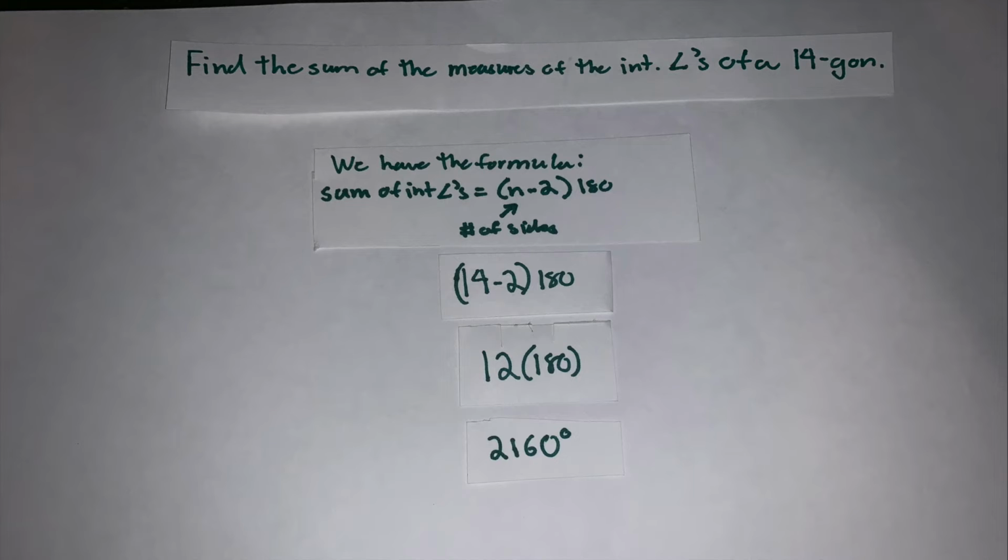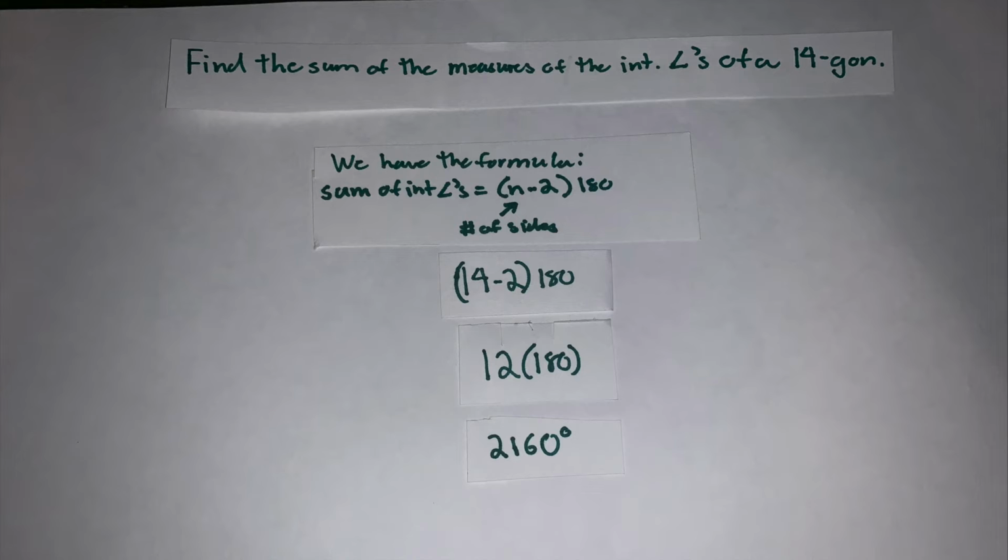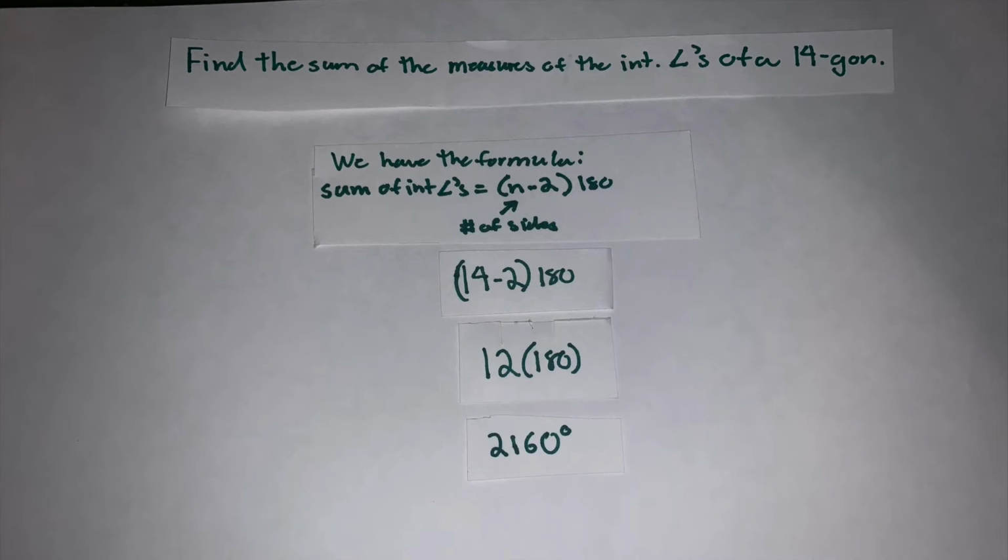So when we plug in our values and combine like terms, we end up with 12 times 180, and that gives us that the sum of the interior angles of this polygon is equal to 2,160 degrees.